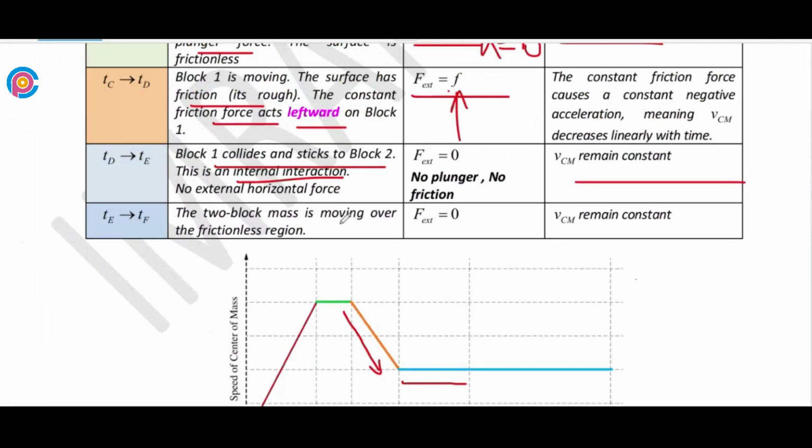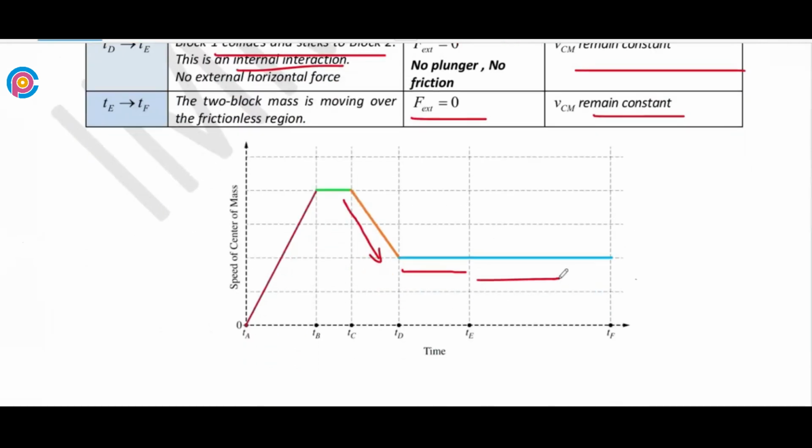Now the two-block system moves over the frictionless region, crossing from TE to TF. There is no external force, so the center of mass velocity remains constant. So this is the graph that shows the whole journey of the two-block system.